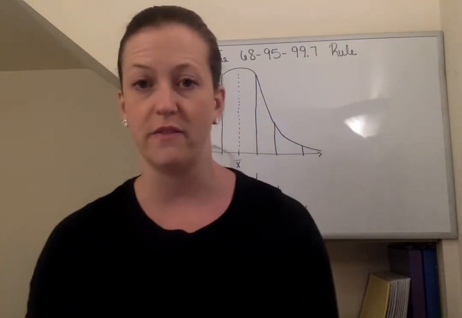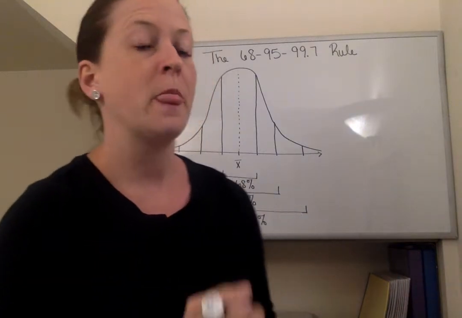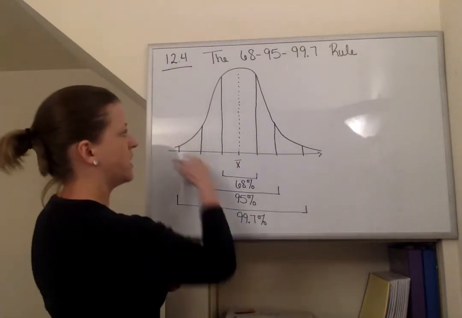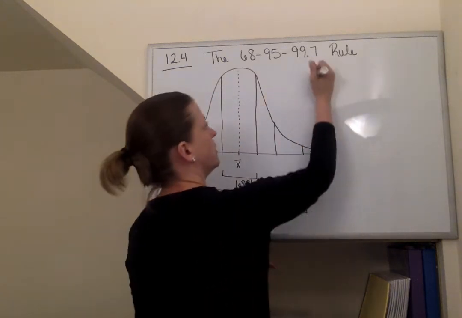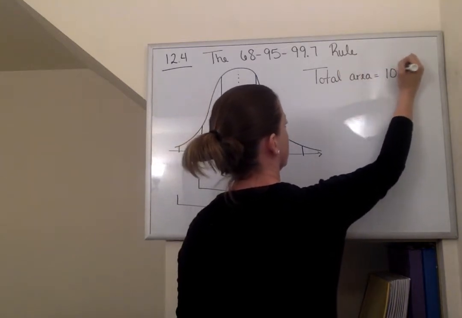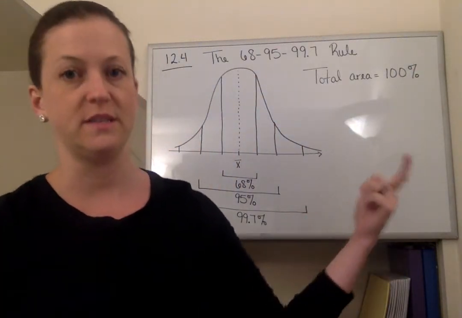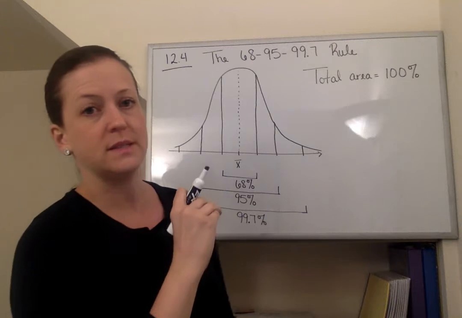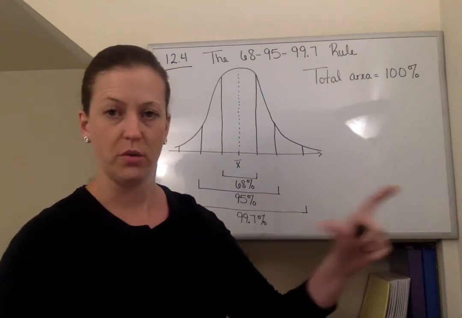Keeping that in mind, let's talk about the 68, 95, 99.7 rule. This rule works for any normal distribution. If I were to take the area under my bell curve, the total area would be 100%, because that would be 100% of my data. That makes sense. What's really great about this is it all has perfect symmetry. Everything is totally symmetrical all the way around.